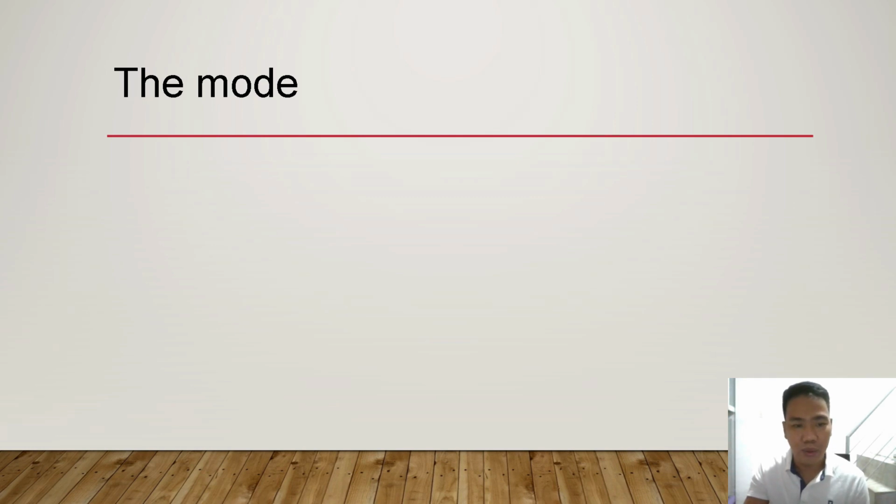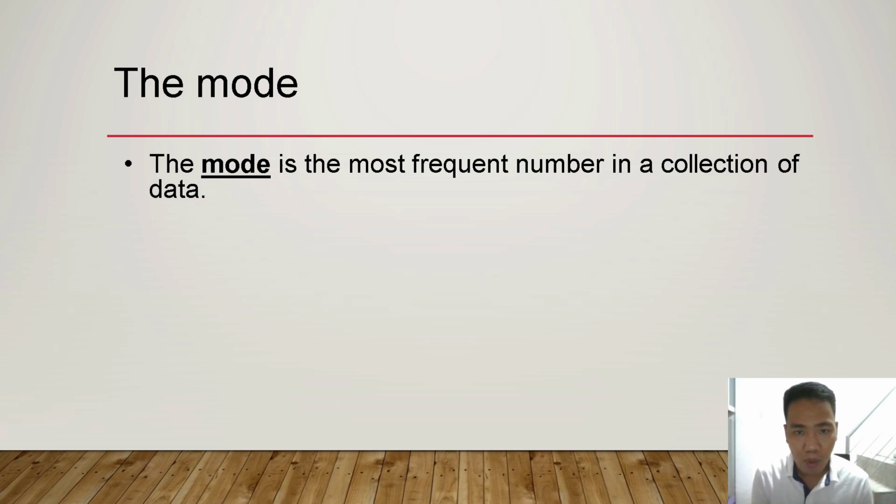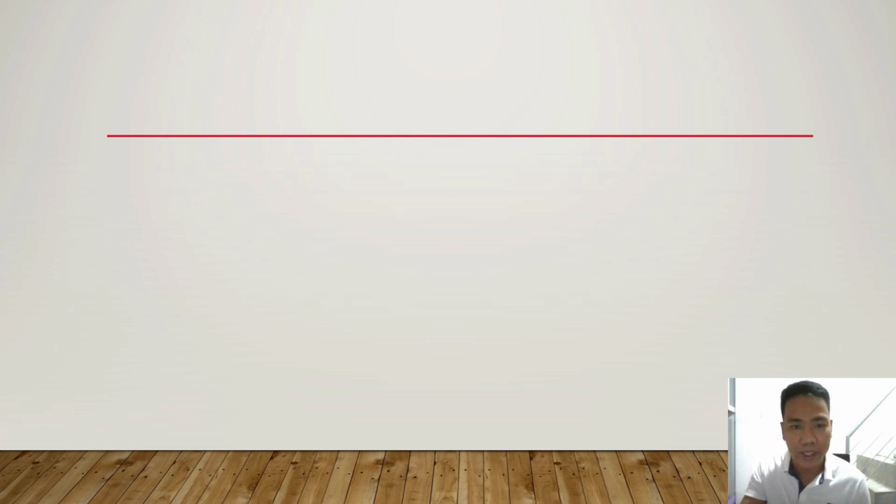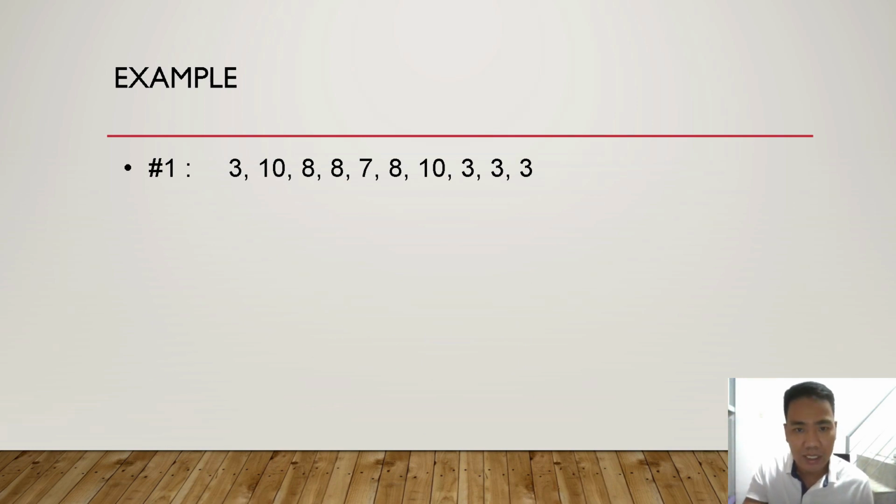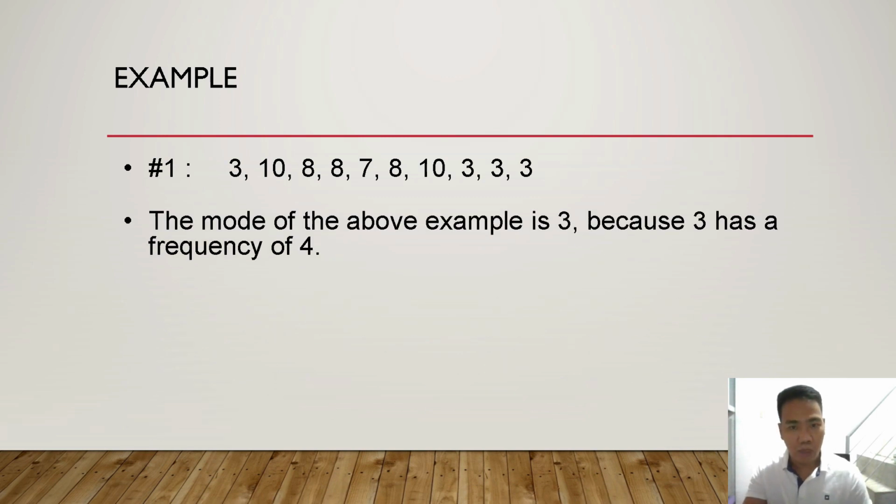Okay, so the next one is the mode. What is the mode? The mode is the most frequent number in a collection of data. So which score appears most frequently? I have here an example. For example number one, we have 3, 10, 8, 8, 7, 8, 10, 3, 3, 3. The mode of this example is 3. Why? Because 3 has a frequency of 4. Let us count: 1, 2, 3, 4. There are four occurrences of the score 3, so that's why 3 is our mode.